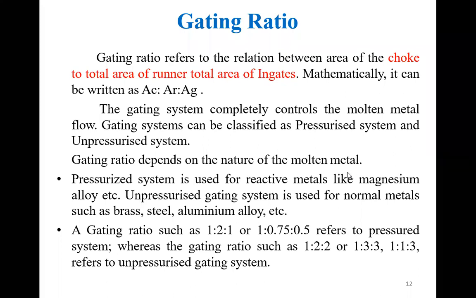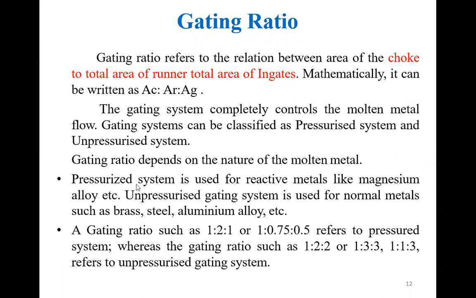In the last slide, I told you the pouring rate totally depends on the type of mold and the size of the molten metal to be poured. So it depends on that only; the pouring rate is to be defined. In the same way, the gating ratio depends on the nature of the molten metal.